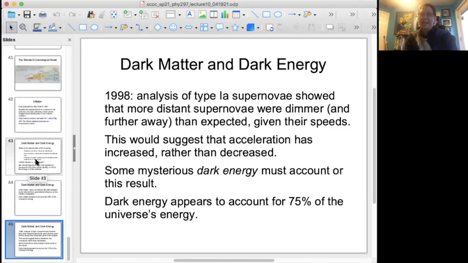And in 1998, an analysis of type 1a supernovae at varying distances throughout the universe showed that the more distant supernovae were dimmer than expected given their speeds, which suggests that the acceleration of the universe is increasing rather than decreasing. And the question is, why? There appears to be some additional energy that we don't understand in the universe. And so this is called dark energy, that would account for this result. And dark energy appears to account for 75% of the universe's energy.